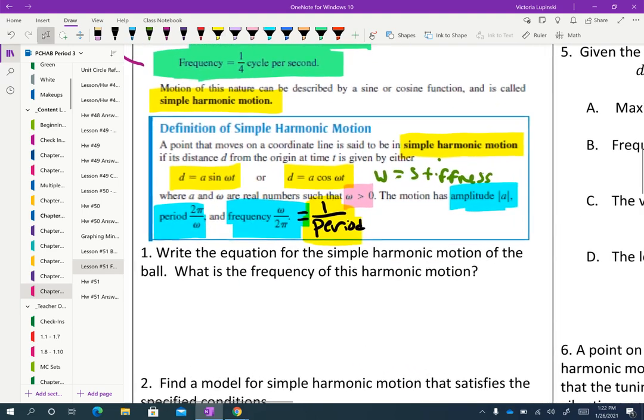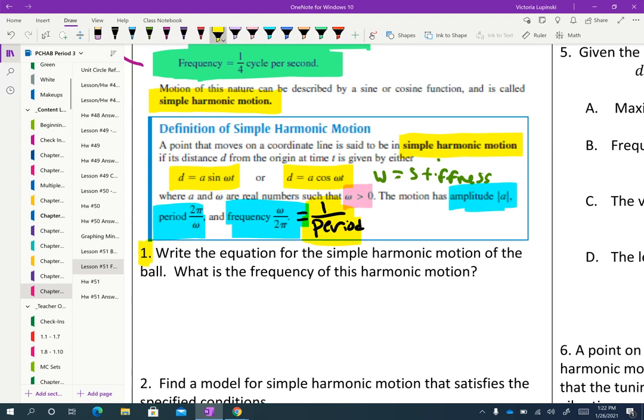So we're now going to go ahead and write the equation for the ball that was up above. Because we know that it goes through 0, 0, it has to be a sine wave. So we know that it's going to be d equals a times the sine of wt. The amplitude, in this case they're using little a, is always going to be the absolute value of 10, which would be 10.